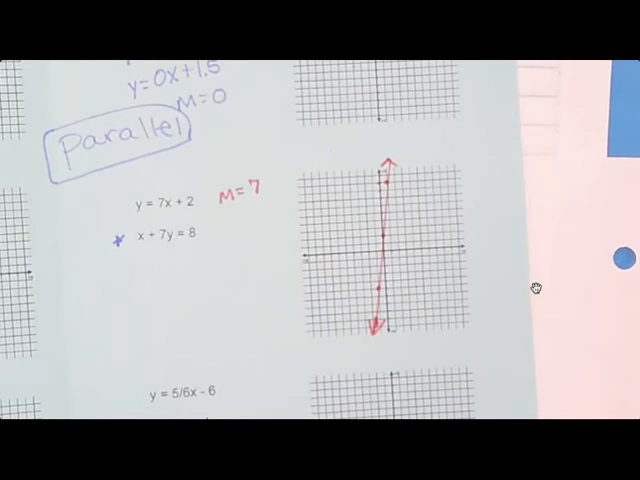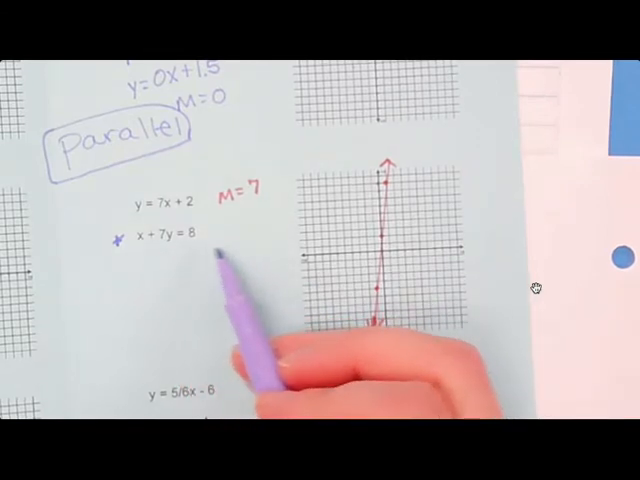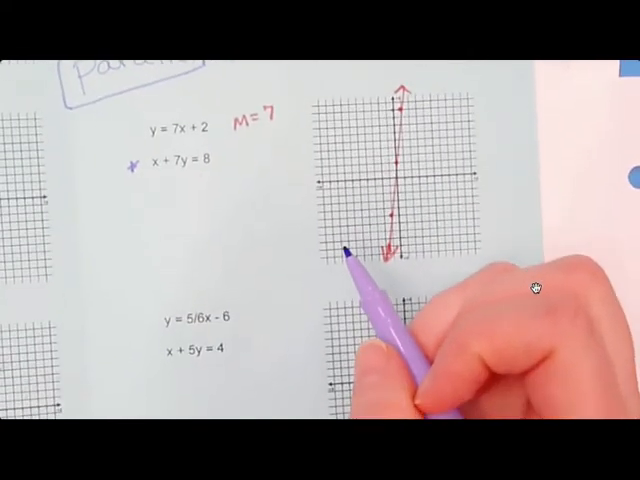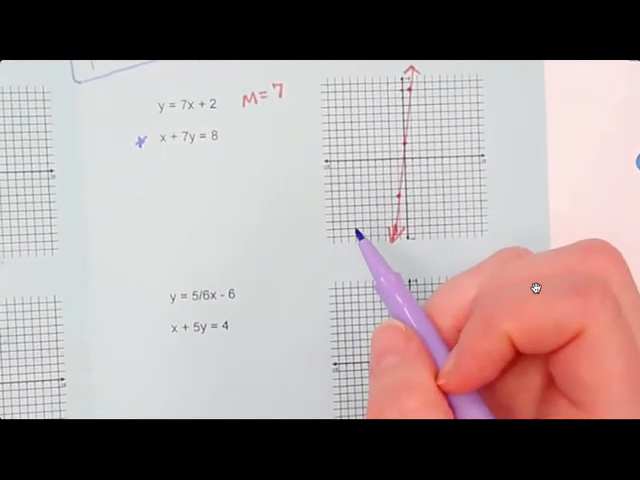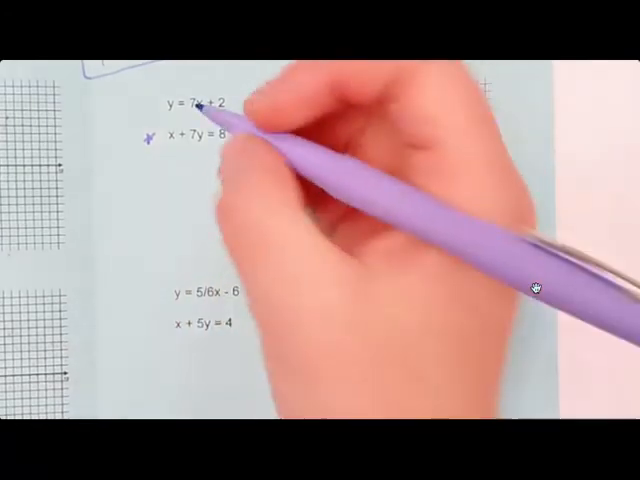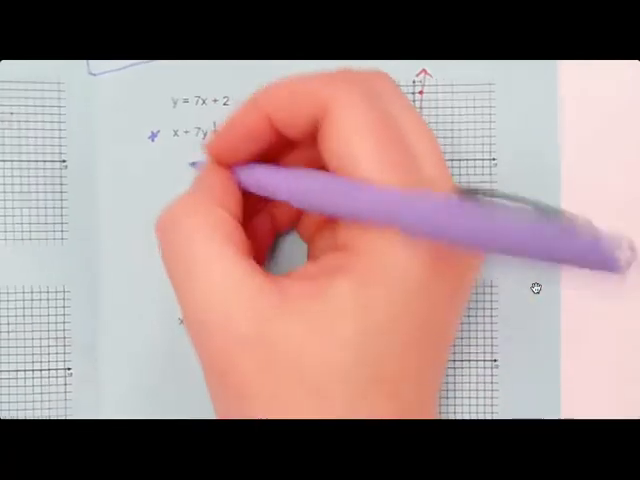Next one is going to be in purple. So we need to graph this one. X plus 7y equals 8. What do I need to do in order to graph it? Is it in the right form? No, you need to rewrite it. So I need to solve it for y.